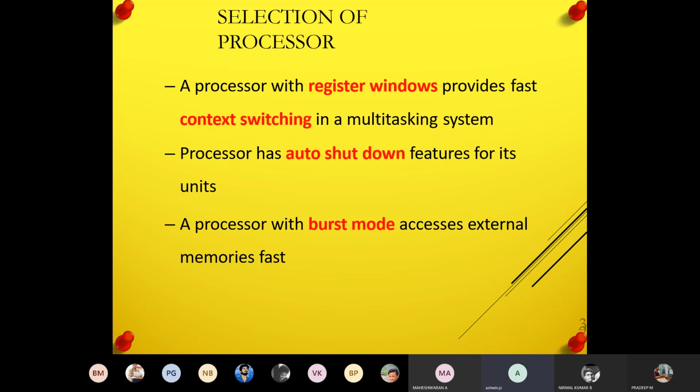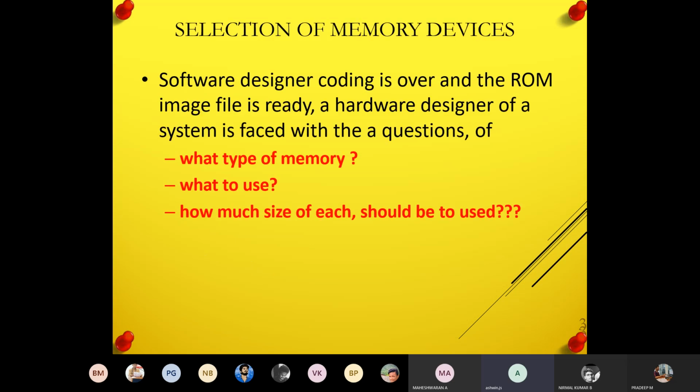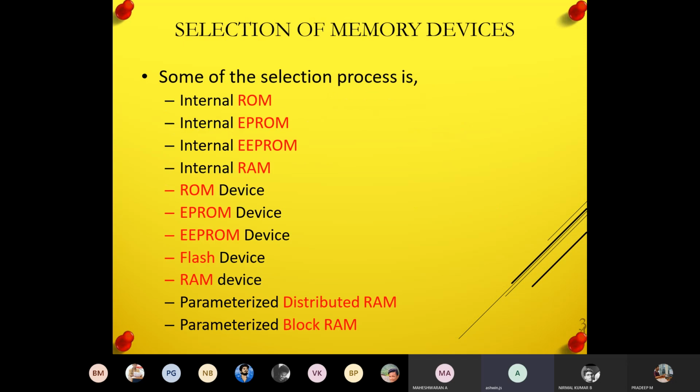Like the register window we already saw, and the auto shutdown feature is used if it is not working, I mean in idle mode, so automatically it will shut down. Burst mode means sending the data in a huge manner, and it accesses external memory faster. And what are the memories? Already we discussed the types of memory: internal ROM, EPROMs, everything. I think you already know about it, and I don't want to discuss it again because it's very easy.